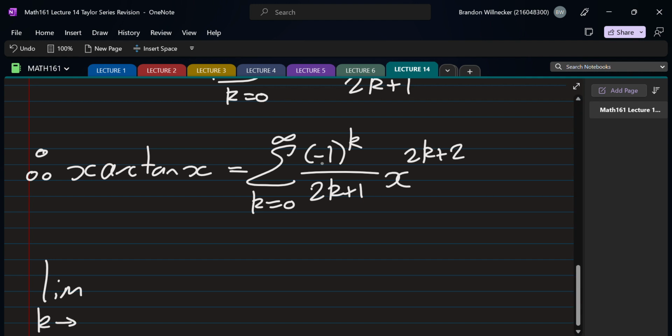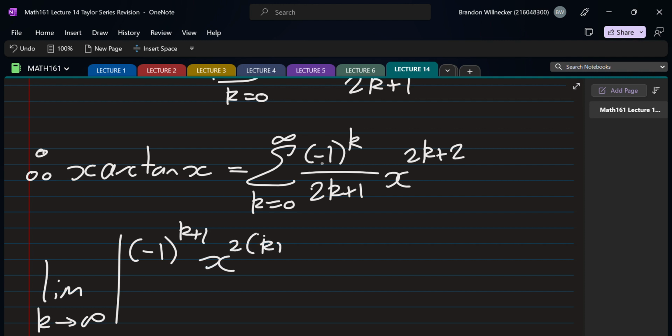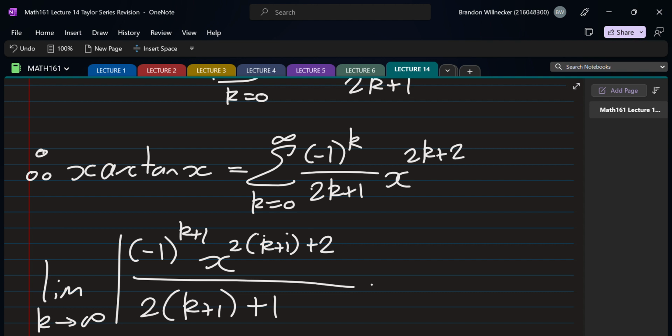So we have the limit, k goes to infinity, absolute value, the k plus 1 term divided by the k term. So k plus 1, that will be (-1)^(k+1), x to the 2(k+1)+2. Okay, so remember to put your brackets around the k, because from k we go to k plus 1. So you need the brackets around there. Divided by 2(k+1)+1, that's all one thing plus 1.